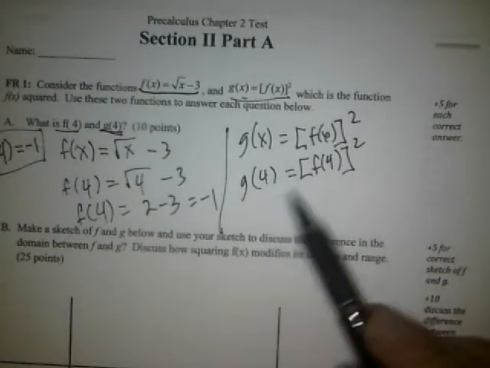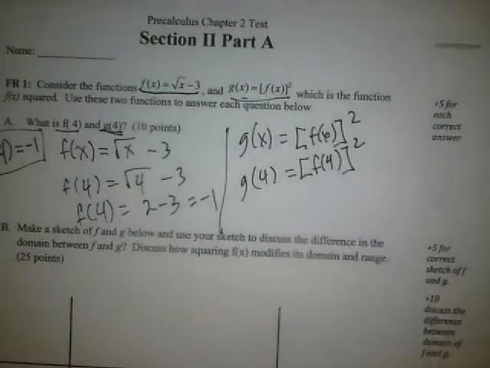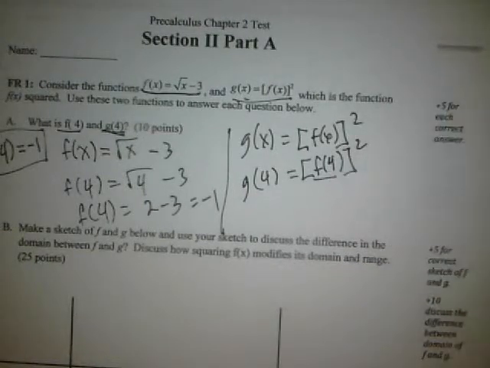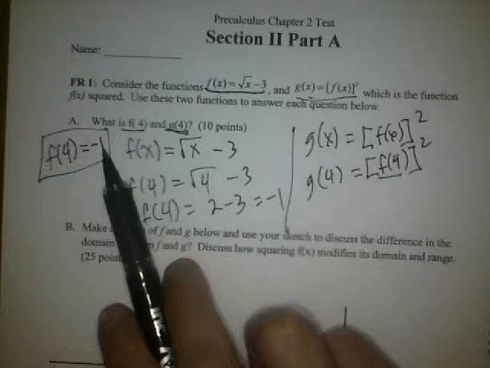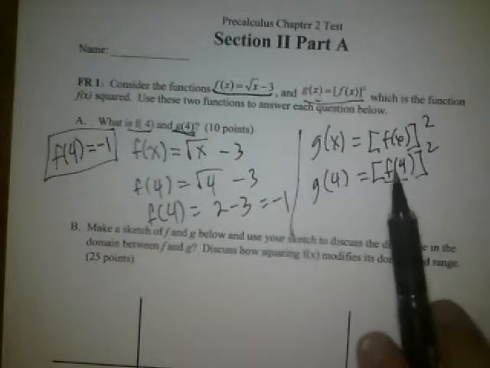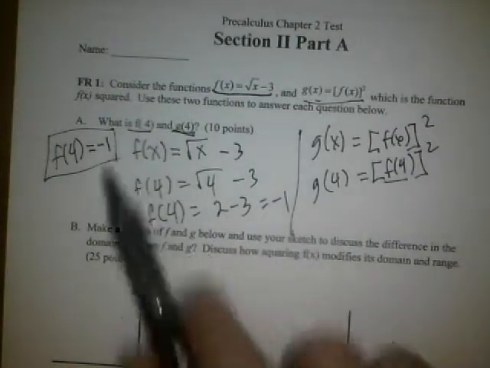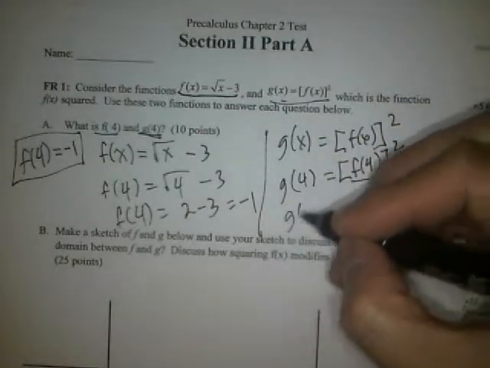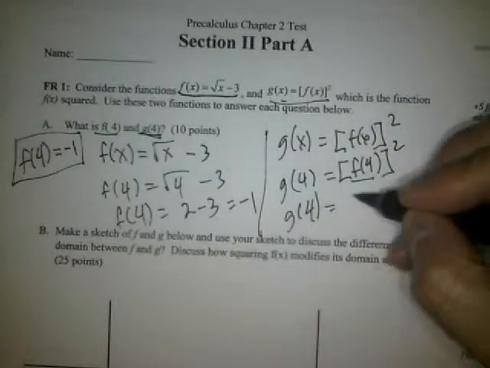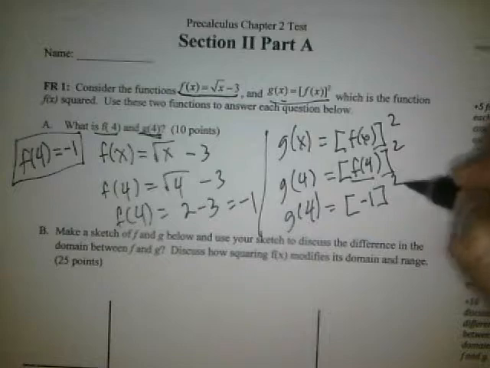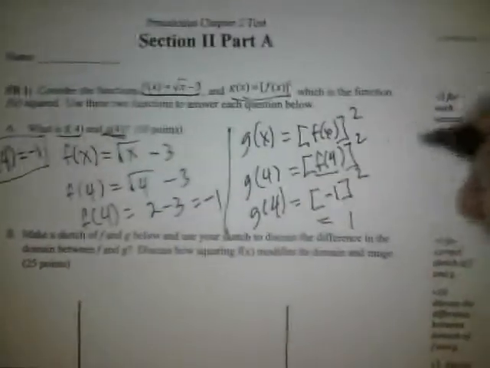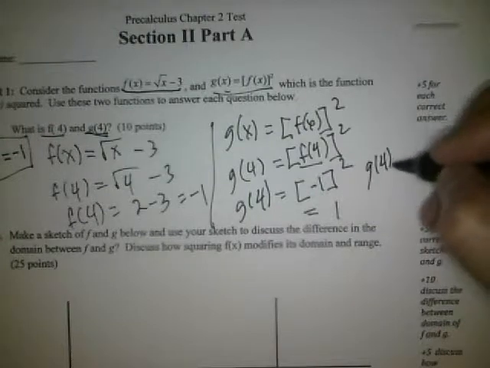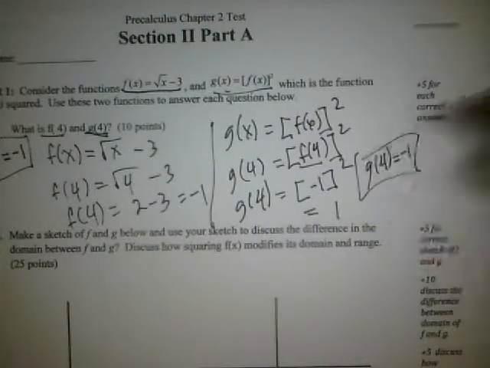So g of 4 is the quantity of f of 4 squared. And you know what f of 4 is. What is f of 4? Well, we found that over here. f of 4 is just negative 1. So you just plug it in. We rewrite this as g of 4 equals negative 1 squared. And clearly negative 1 squared is just 1. So g of 4 is 1. You would get both of those correct here.